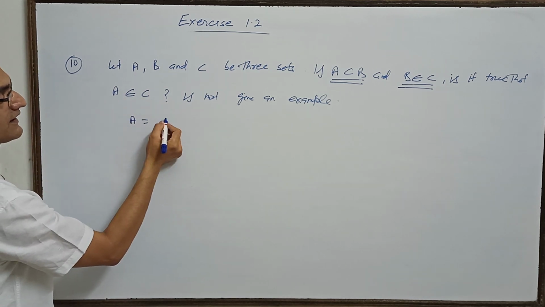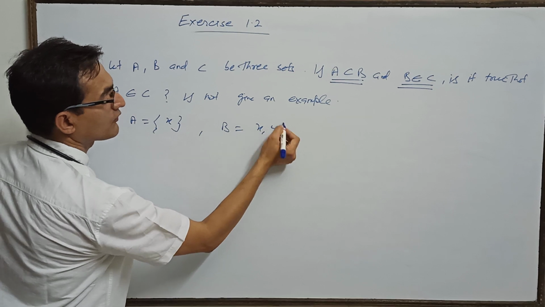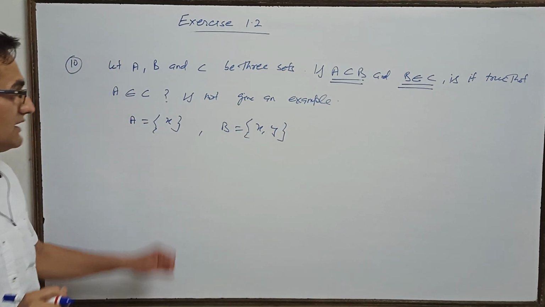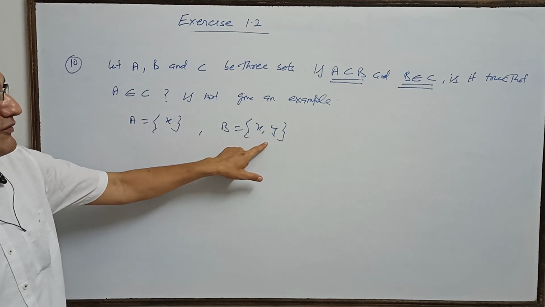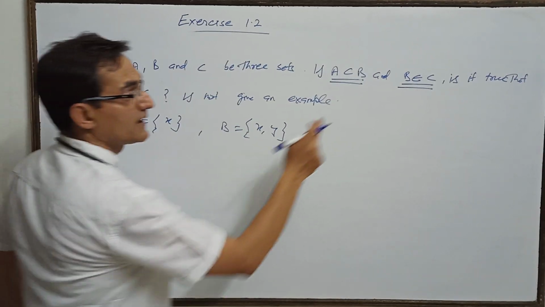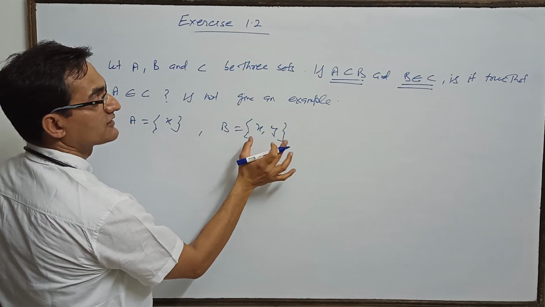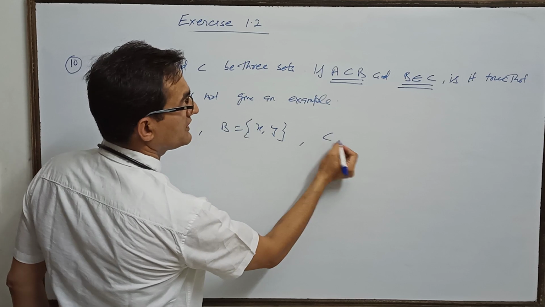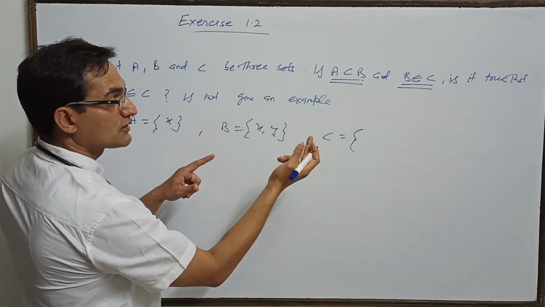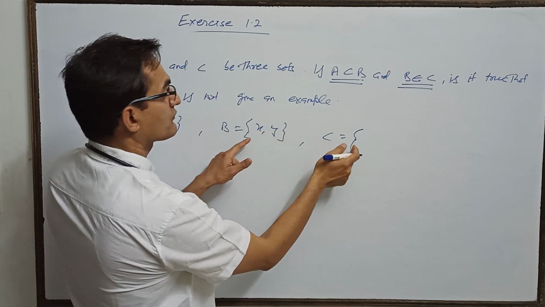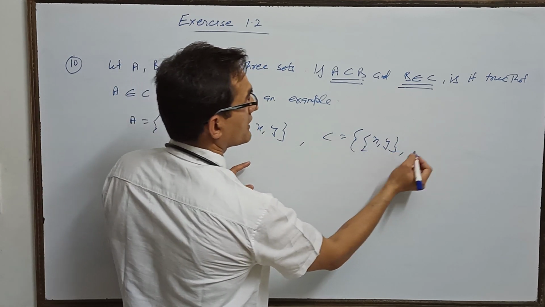Let a set A have element X. B has elements X, Y. अब इसमें देखिए, A has X, B has X, Y. A is a subset of B. And next is B is contained in C, or B belongs to C. ये जो है, this is one of the elements of C. Write C. B belongs to C, यानी कि this is one of the elements of C. It means {X, Y}, this is one of the elements of this one, and Z.